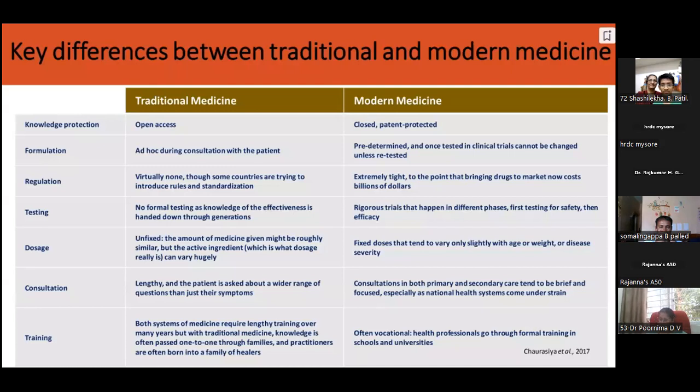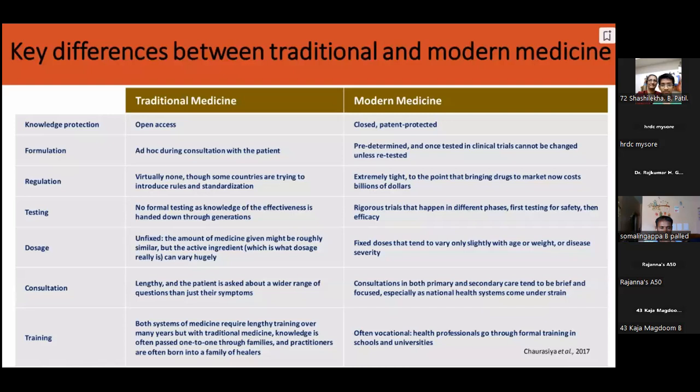In case of traditional medicine, the dosages are unfixed. The amount of medicine given might be roughly similar, but active ingredients can vary largely. Whereas in modern medicine, fixed doses tend to vary only slightly with age or weight or disease severity. Consultation: in modern medicine, consultation with the primary care doctor is brief and focused, especially as the national health system comes under strain.